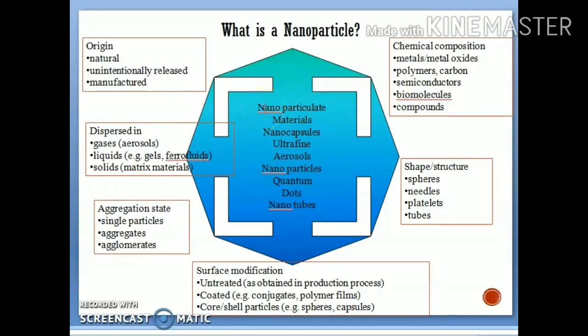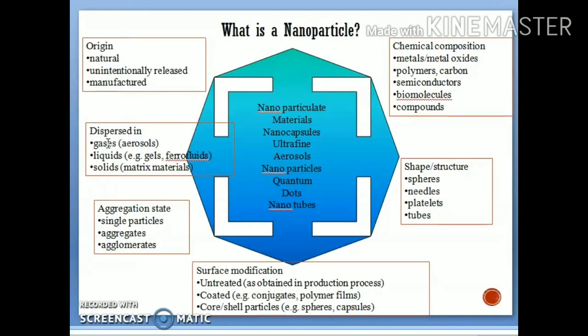Nanoparticles can be dispersed in gases, and this is called aerosols. They can be dispersed in liquids, and we can form gels or ferrofluids, etc. We can also disperse the nanoparticles in solids, and they can form a matrix material.